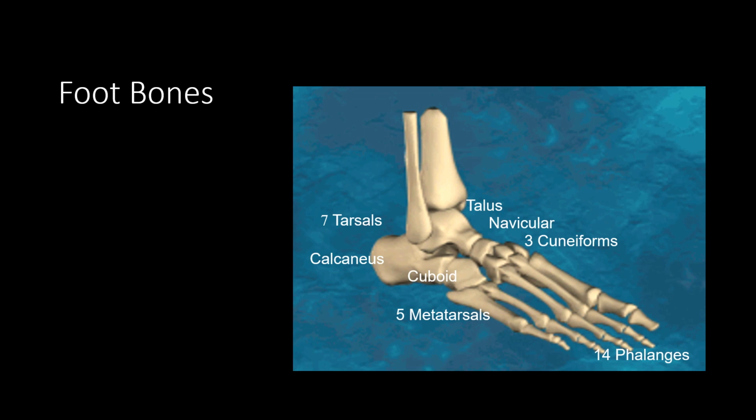And 3 cuneiforms. This reminds me of uniforms. So 3 cuneiforms sit in front of the navicular on the big toe side. So we have 7 tarsals, and they are, repeat after me, talus, calcaneus, cuboid, navicular, and 3 cuneiforms. Then we have tarsals, metatarsals, and phalanges. They're the bones of your foot.